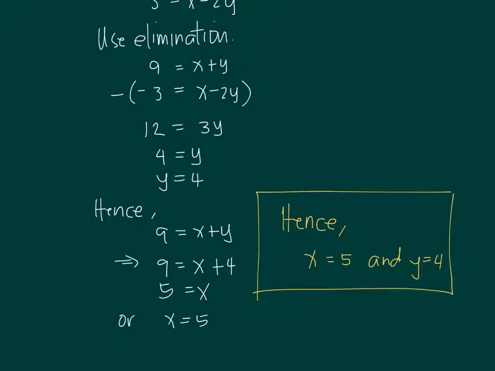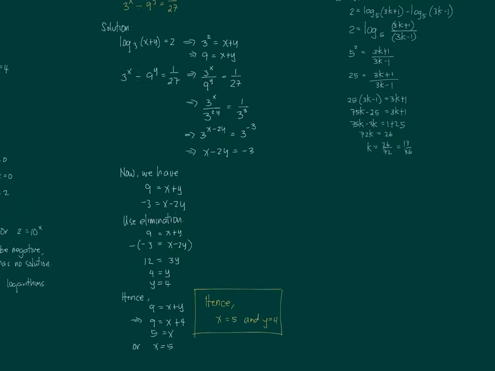Okay, but just to give you an idea, after getting these two equations, all you have to do is solve this system of equations, and it should give you the values of x and y. And in this case, it's x equals 5 and y equals 4. Okay, moving on.